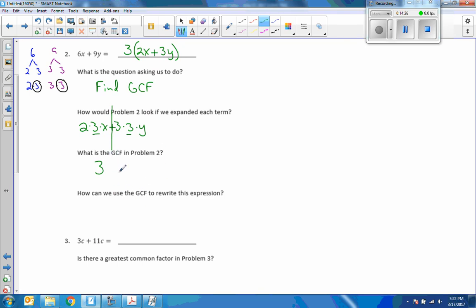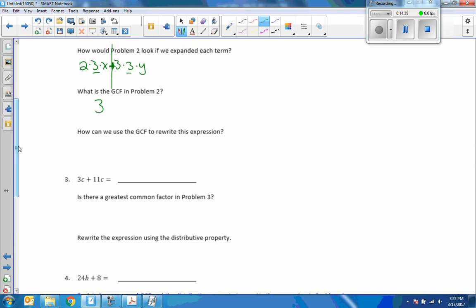The greatest common factor goes outside the parentheses. The uncommon factors stay inside with the sign of the expression. Okay. Let me bring that in for you if you want to comment.